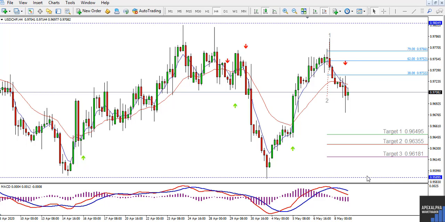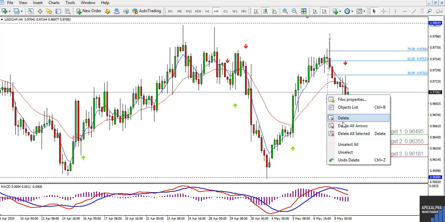Okay, but I don't advise that. I recommend you get out at the third level. All right, so this is a perfect trade for you not to miss, and it's on the USD CHF. So I'm just going to go to the next currency pair now.